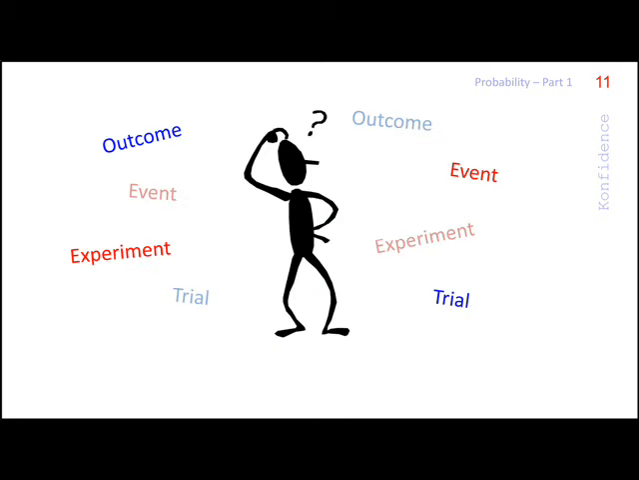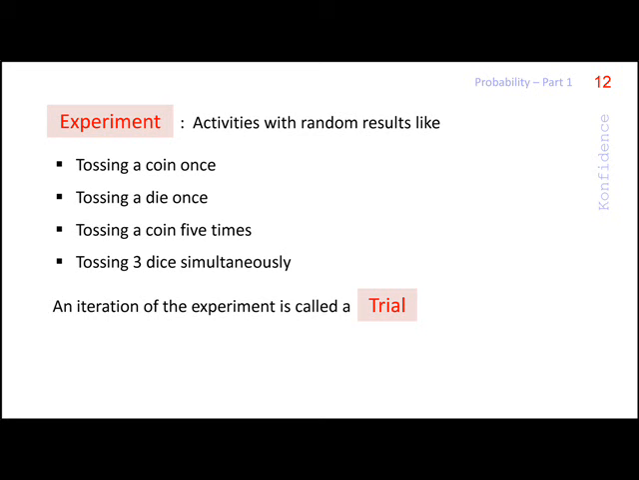At this point, I think it will be unfair on my part if I don't explicitly describe some of the terms and terminologies used here. Experiment. An activity like tossing a coin or a die whose result is random in nature is what we call an experiment in probability-related discussions. It can be simple ones like tossing a die once, or it can be a little more complex like tossing a coin 5 times or tossing 3 dice simultaneously. An iteration or repetition of the experiment is called a trial.